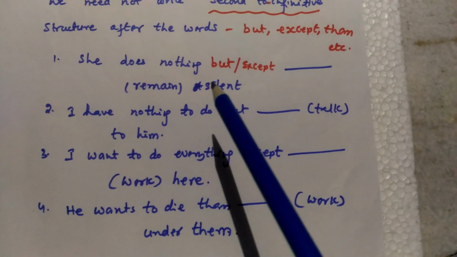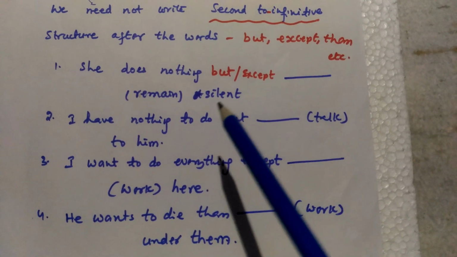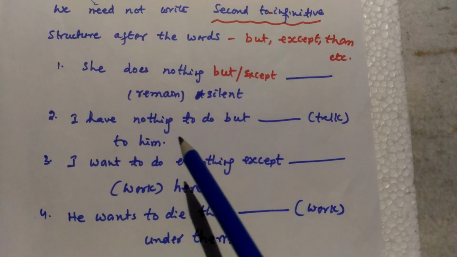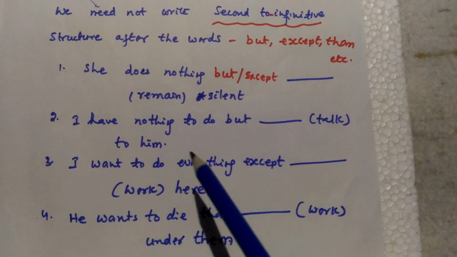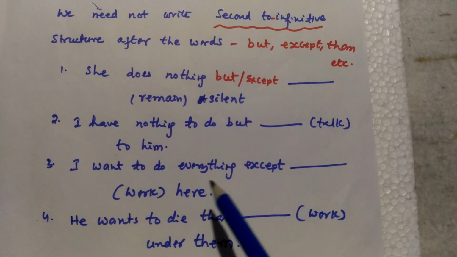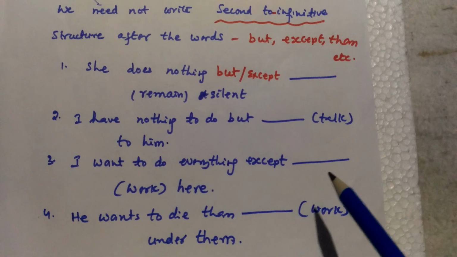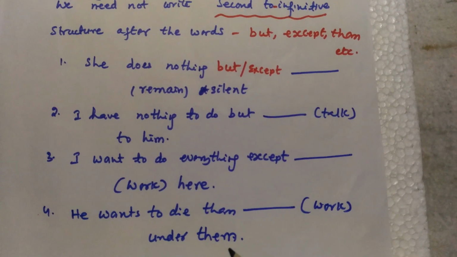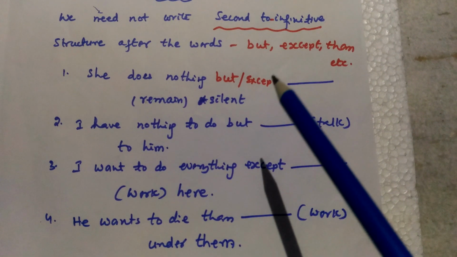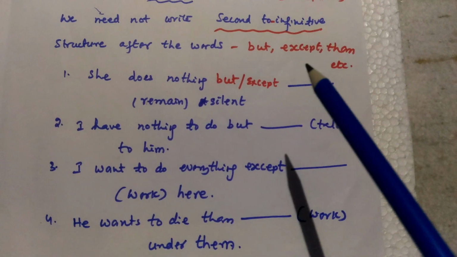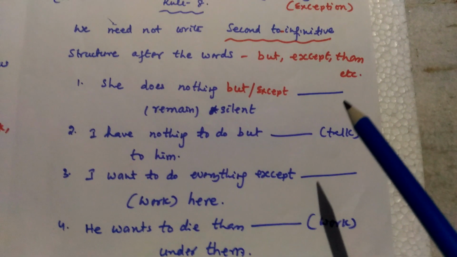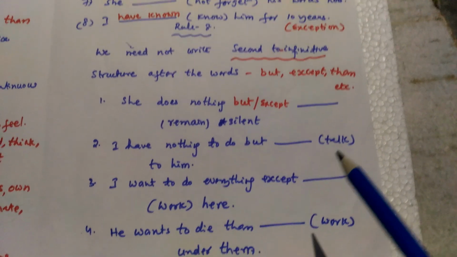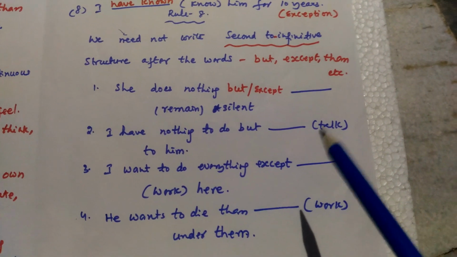She does nothing but or except remain silent. I have nothing to do but talk to him. I want to do everything except work here. He wants to die than work under them. So here, after but, except, and than we need to write only verb 1, that is base form.